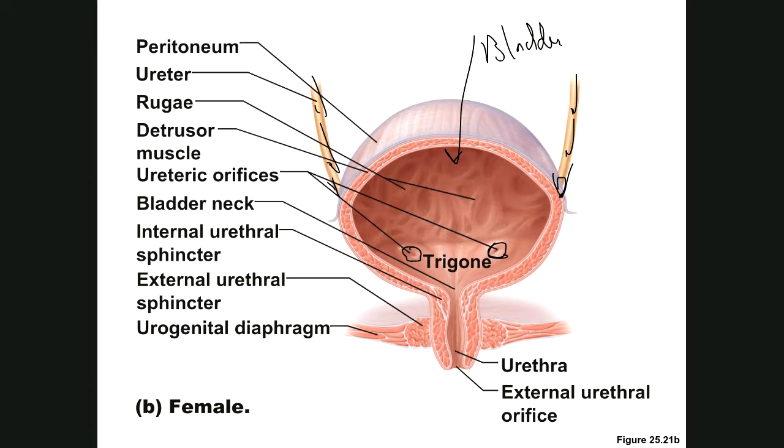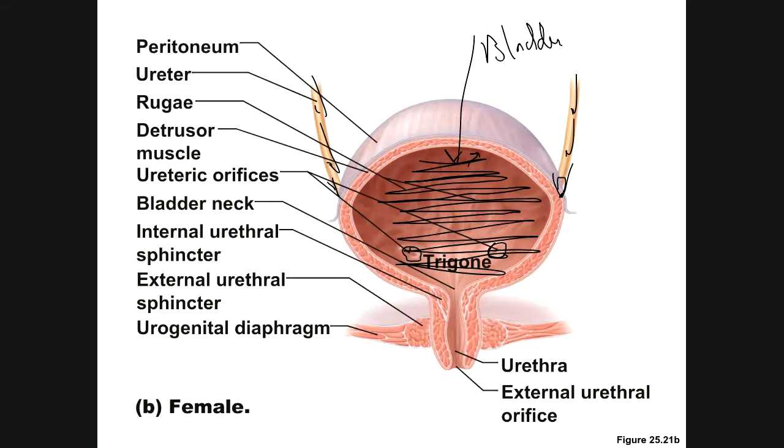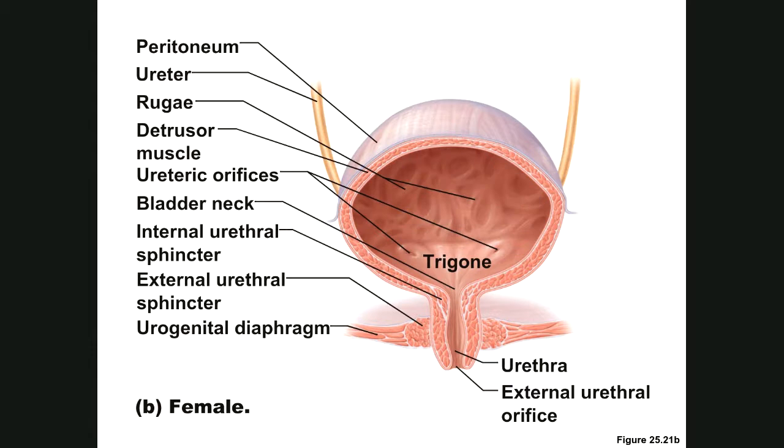As it fills up, it pushes against the walls and creates a pressure. It stretches the walls, and there are nerves which are going to send that information to your brain to tell you that the bladder is full and you need to empty it. Well, if you look down here, you can see the openings to these ureters. There's two of them, one on each side. They're called ureteric orifices.